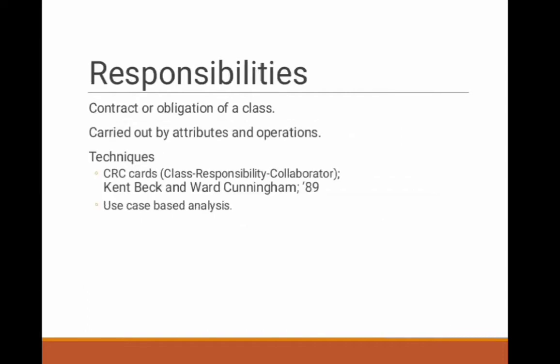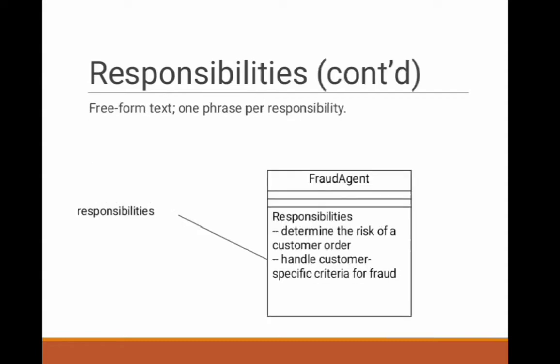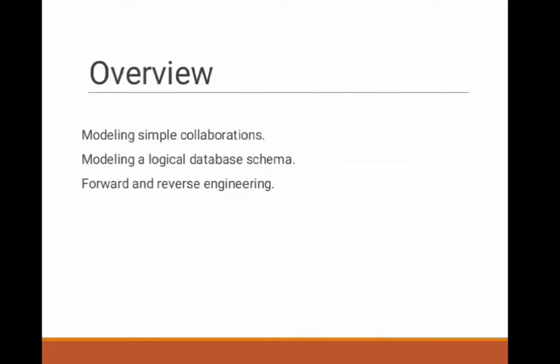Responsibility. It is the contract or obligations of a class, carried out with the attributes and operations. That is a CRC card, class responsibility collaborator, which is used in analysis. It can be written in the fourth compartment of the class, after class name, attribute, operation. Afterwards we write their responsibility, what that class is actually responsible for, in the fourth compartment, which is called responsibilities.